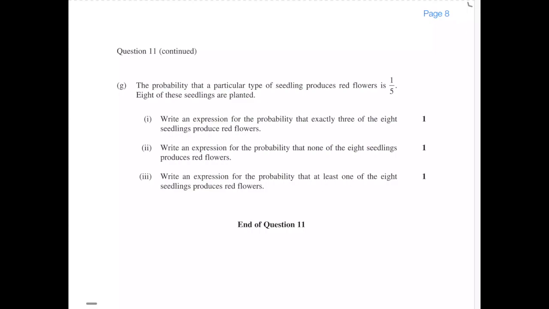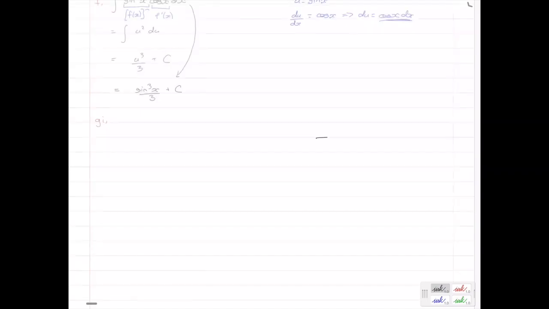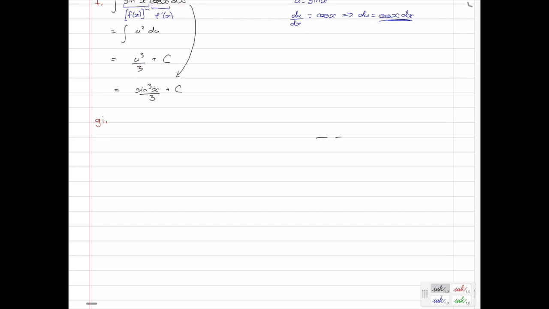The probability that a particular type of seedling produces red flowers is 1 over 5. 8 of these seedlings are planted. Part I, write an expression for the probability that exactly 3 of the 8 seedlings produce red flowers. Okay, so we've planted 8 seedlings. So I have 1, 2, 3, 4, 5, 6, 7, 8. 8 possible seedlings here.